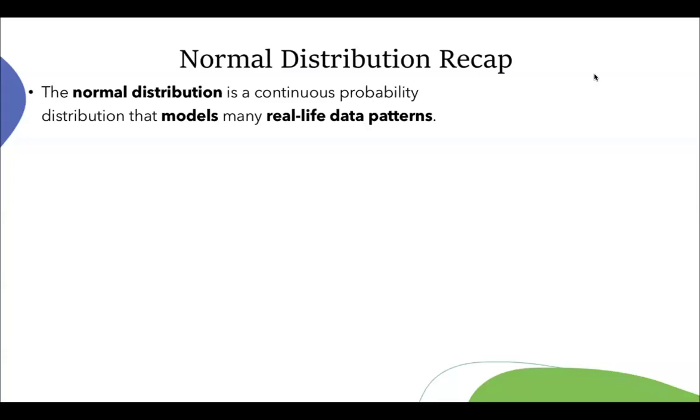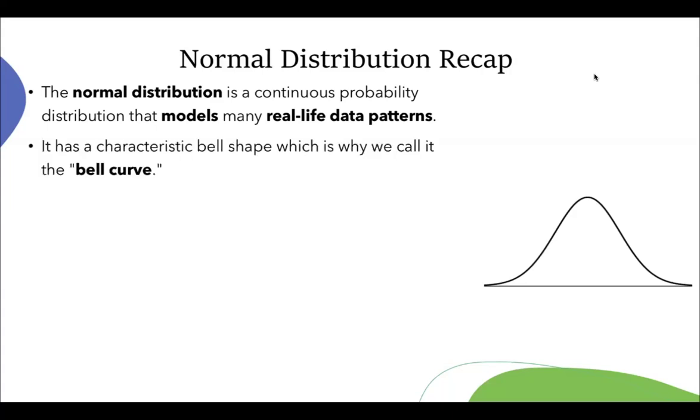The normal distribution is a continuous probability distribution that models many real-life data patterns. It has this characteristic bell shape. We call it the bell curve because it looks like a bell.